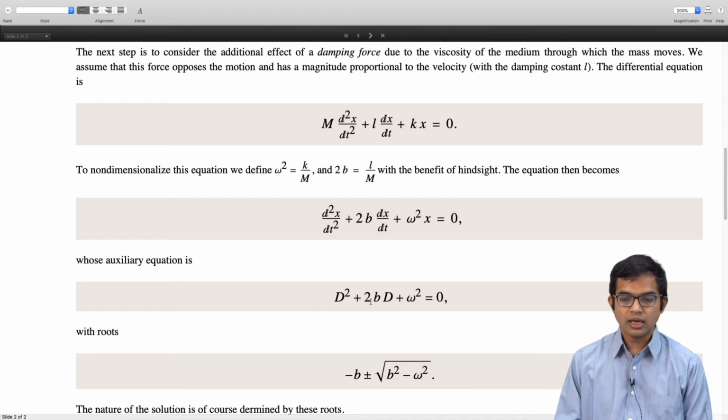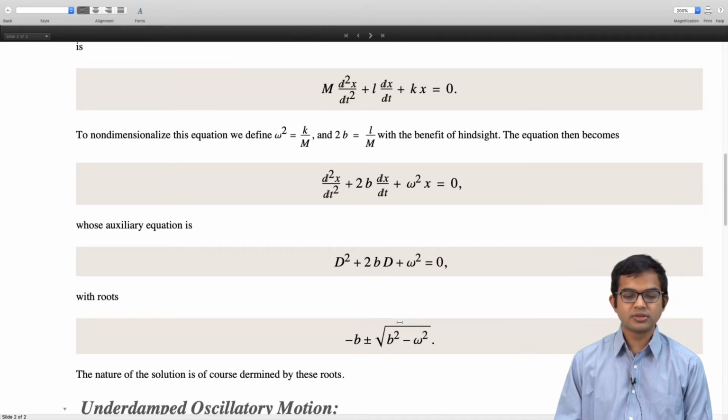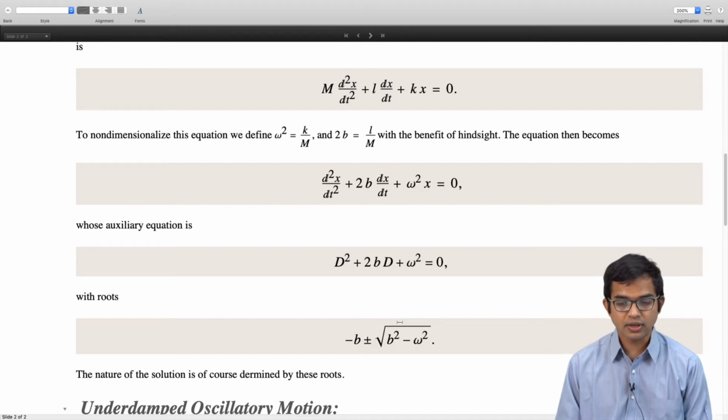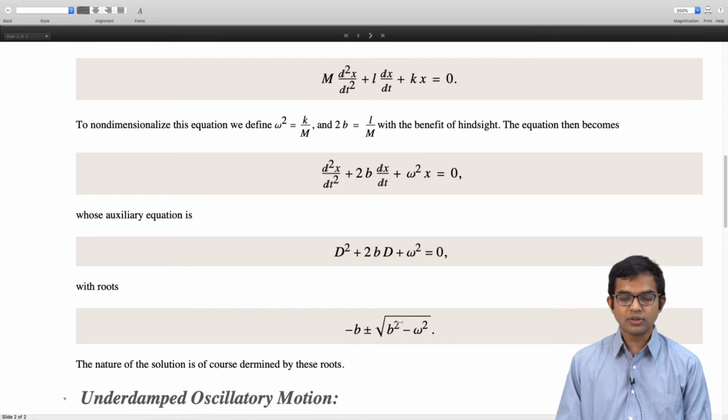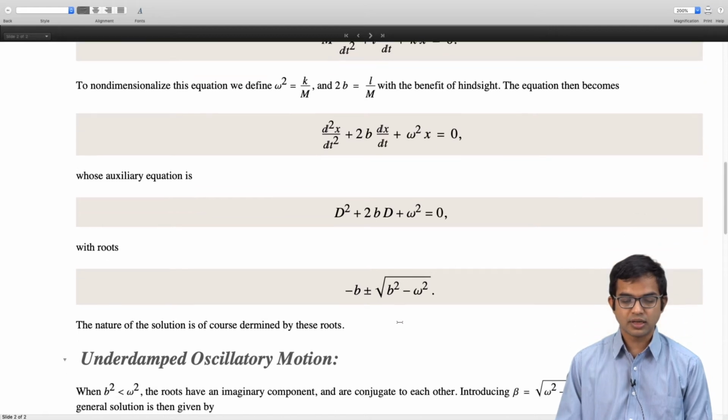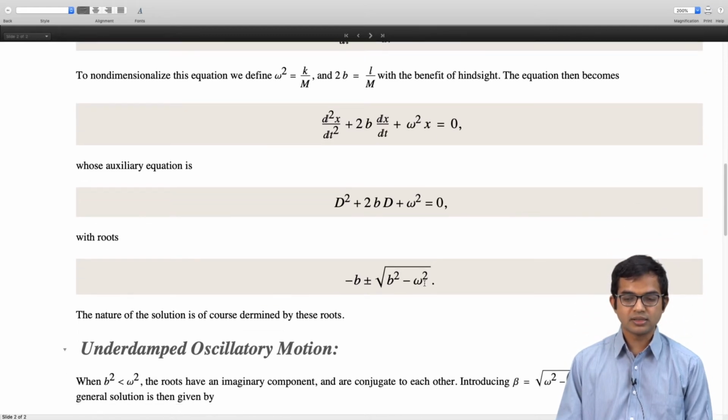So the nature of this solution will be determined by what kind of roots you have, right? We have seen that there are 3 different kinds of roots possible. One of them will give you what is called underdamped motion, and it's oscillatory in nature. It comes about when b squared is less than omega squared. Then you have an imaginary component, so the roots are complex, and the 2 roots have to be conjugate to each other. So you have a pair of complex conjugates as the roots of this quadratic equation.